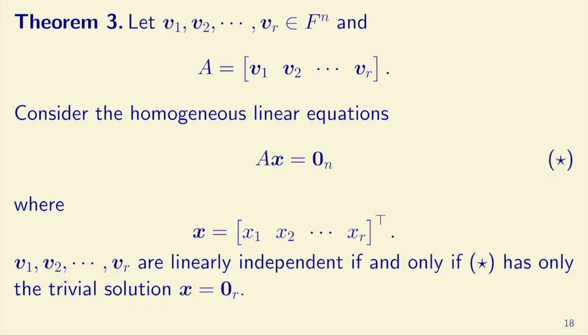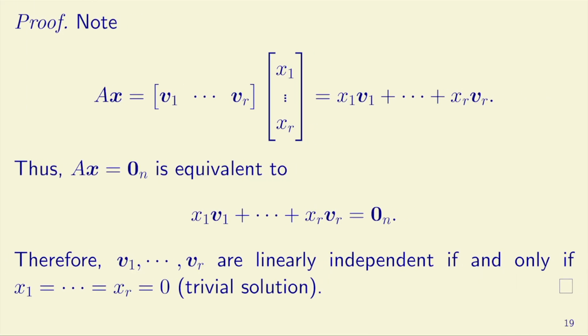It's quite simple actually. The proof for Theorem 3 hinges on the definition of matrix vector multiplication. When you multiply a matrix A, whose columns are v1, v2, and so on, by a vector x, which consists of x1, x2, up to xr transpose, the result Ax is actually a linear combination of the columns of A, with the entries of x as the scalars. So Ax is equal to x1 v1 plus x2 v2 plus and so on plus xr vr.